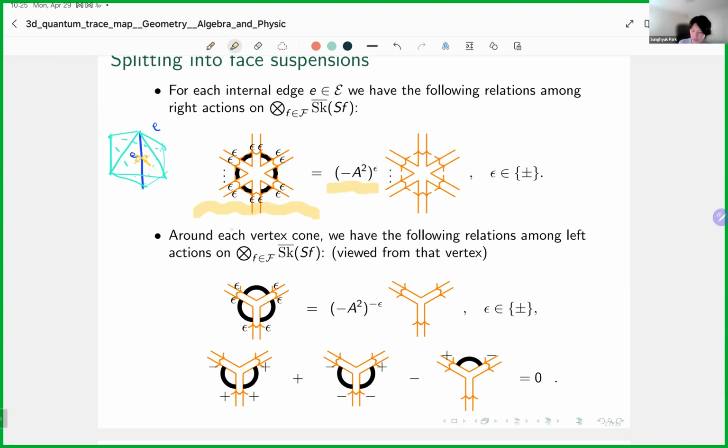And likewise, for each vertex cone, there are going to be 3 face suspensions that share that vertex cone, and these are the relations that we have to impose. And so these are relations among the left actions of tensor products of triangle algebras.